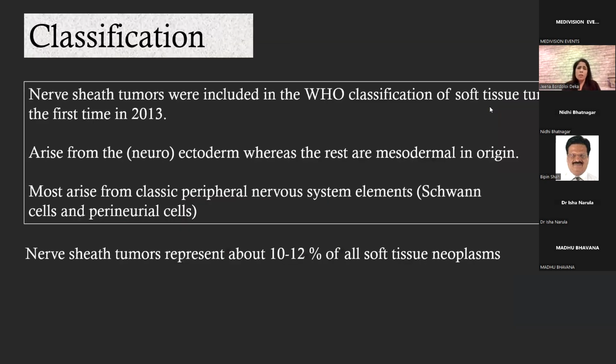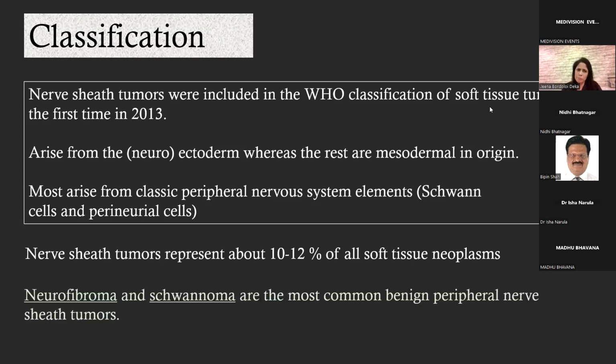So regarding classification of nerve tumors, there have been many classifications, but it was the first time in 2013 that nerve tumors, that is only the nerve sheath tumors, were included in the WHO classification of the soft tissue tumors. And they were an exception because nerve tumors arise from the neuroectoderm, whereas the rest are mesodermal in origin. And most arise from the classic peripheral nervous system elements, that is the Schwann cells and the perineural cells. So nerve sheath tumors represent about 10 to 12% of all soft tissue neoplasms. And out of them, the neurofibromas and the schwannomas are the most common benign PNSTs.